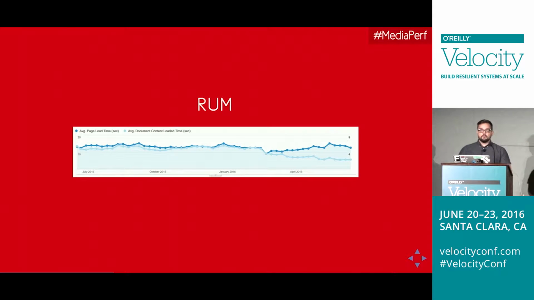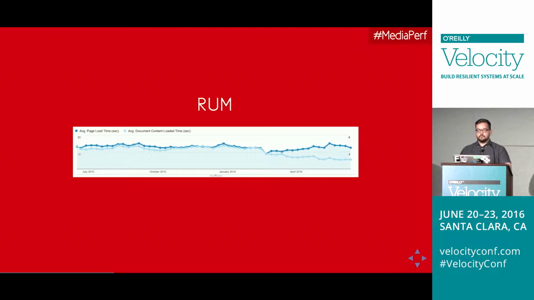We had already been collecting RUM data for quite a while. We were just doing that through Google Analytics. It's really simple. It's on by default for new installations. So we had historical RUM data going back several years, which was really helpful to get an idea of how our sites have been performing historically.